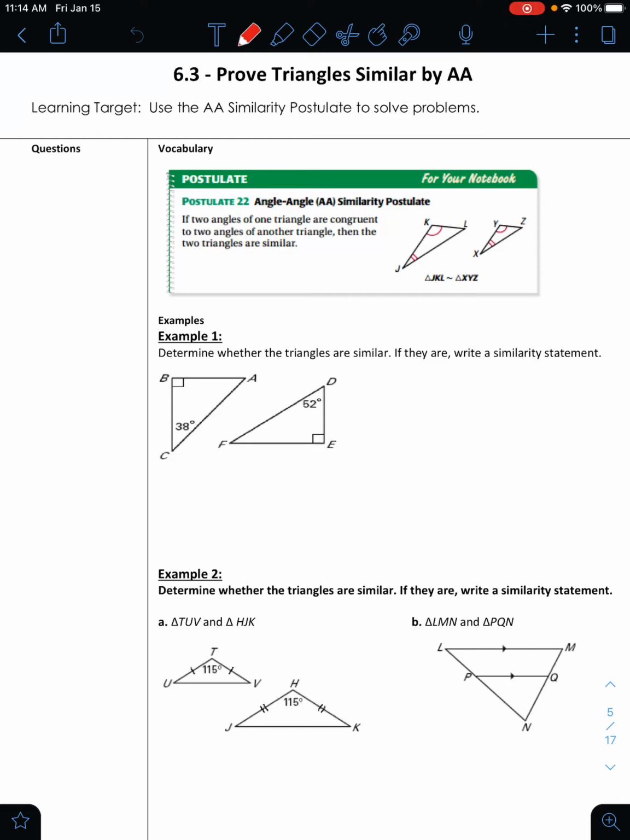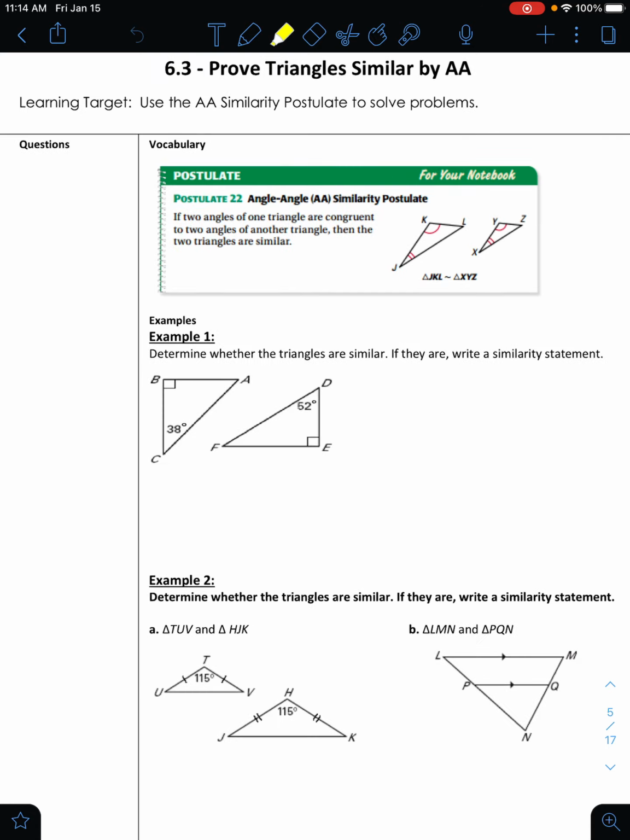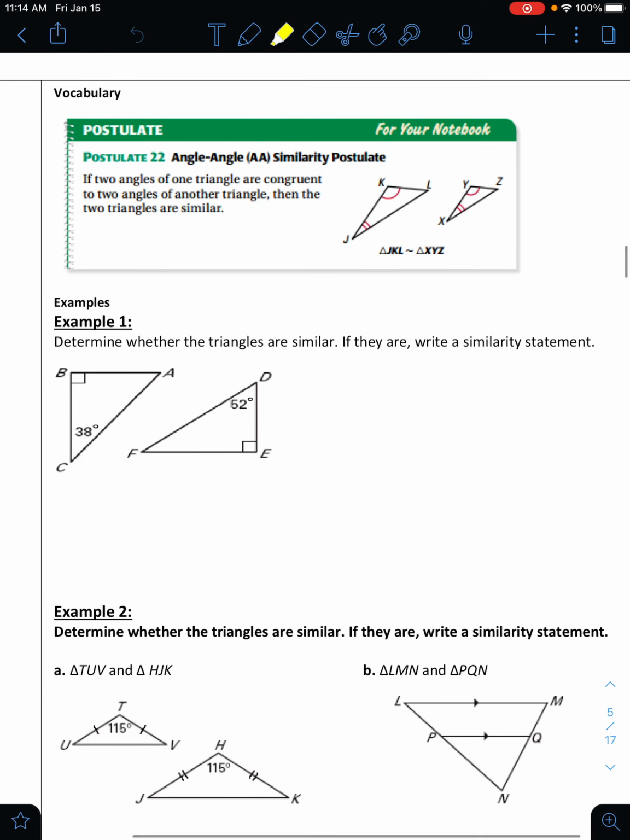This section we're going to do today is called 6.3. We're going to prove triangles are similar by AA. So we are going to encounter a couple of postulates and theorems coming up here. And last semester we ended with proving two triangles were congruent, and we had the 5 ways we outlined in the foldable. We're going to encounter here ways to show items are similar.